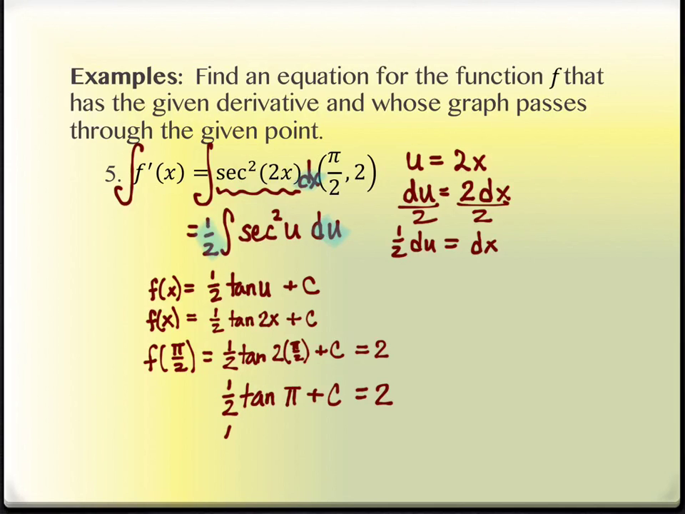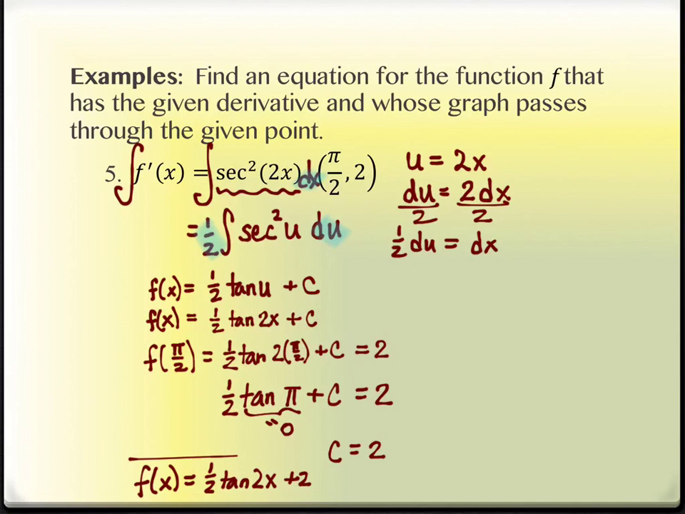Yeah, it is 0. So this piece right here is 0, right? And since that piece is 0, the 1/2 times the 0 is 0, and all I'm left with on the left is c, and so we find out that c is equal to 2. Once we know what c is, we have our function f of x equals 1/2 tangent of 2x plus 2.